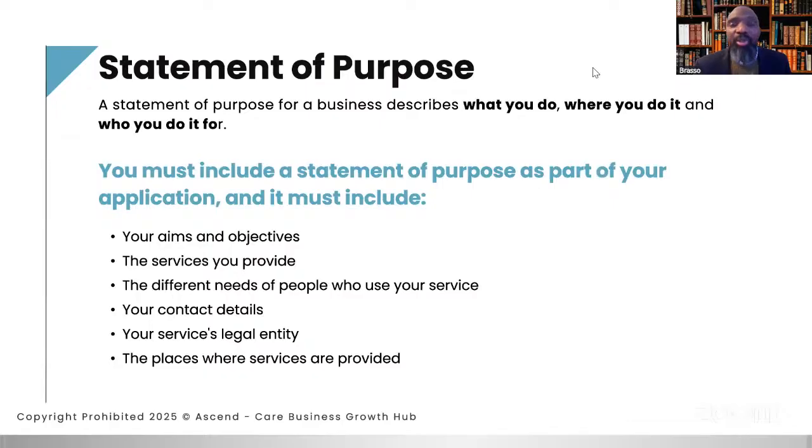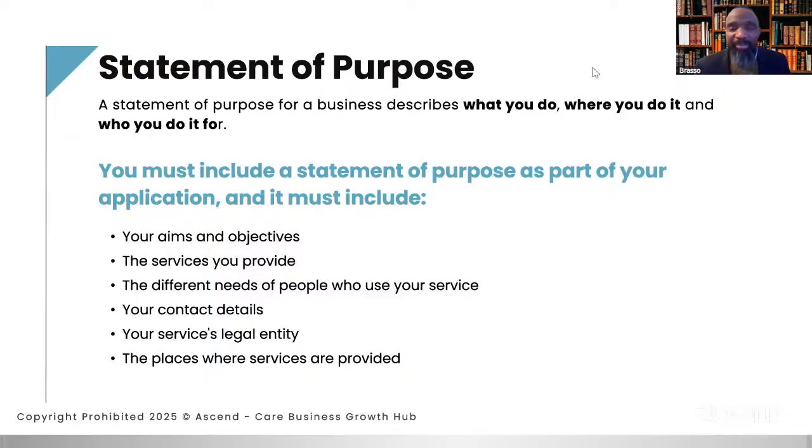Now, once you've done all these arrangements, one of the things that we need to do is to draft the accompanying documents. Your application must be accompanied by detailed and comprehensive documents, and one of the key documents is the statement of purpose. This is the document that forms the foundation of your business. Depending on what you are applying for, you need to talk about the aims and objectives.